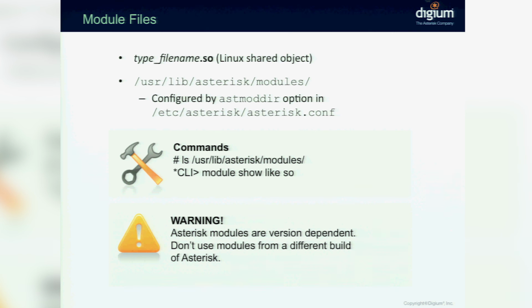Basically, this is just the actual file itself that's loaded into the Asterisk core, and this provides the functionality of that module. Asterisk by itself doesn't really dial or do voicemail. It has modules to do those things. Those modules are stored by default in usr/lib/asterisk/modules. This is the directory on your CentOS server. You could configure it to be something else, but this is the default installation directory.